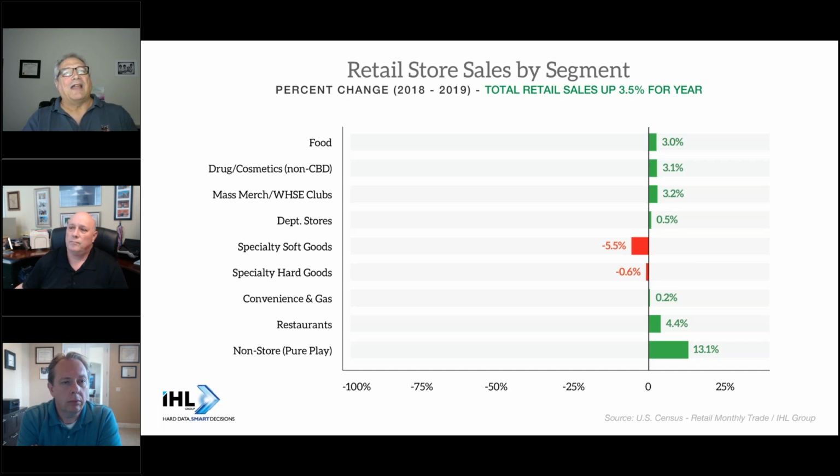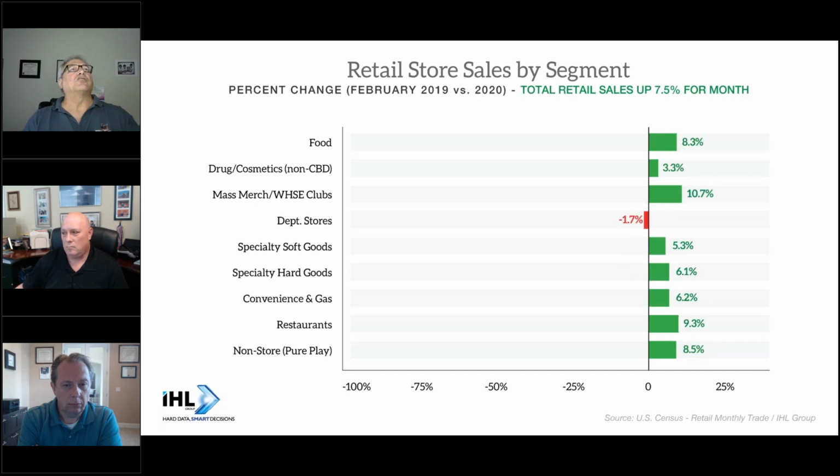And so for last year, we saw sales decline about 5.5%. And as you see in some of the subsequent slides, they actually started to see a recovery here. But in addition, you see the restaurants down here near the bottom at almost 4.5% increase for the year. That's really, really big for them. And then in terms of non-store retailers, we're talking about e-commerce here. We're talking about catalog sales and so forth. They were up 13.1%. So really, really strong growth there.